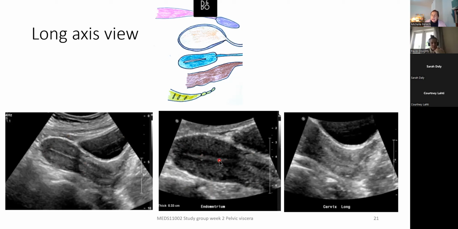It can change in thickness throughout the cycle. So straight after a period, when someone's had a period, it's really thin because they've just shed all of the endometrium. And then over the female cycle, it gets thicker and thicker. And just before someone's about to have a period, it's at its thickest. And then once they start having their period, it becomes thin again because the endometrial tissue is shed out. It comes down through the cervix and out through the vagina that way.